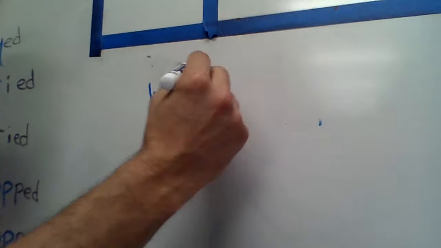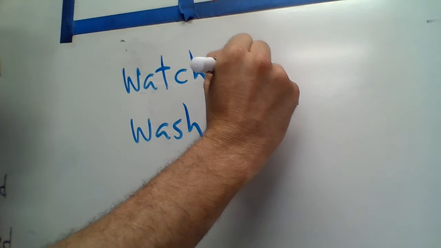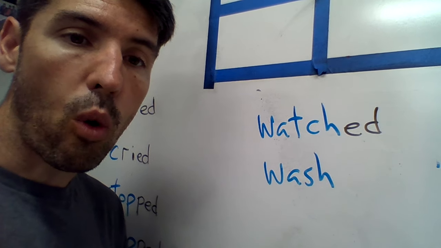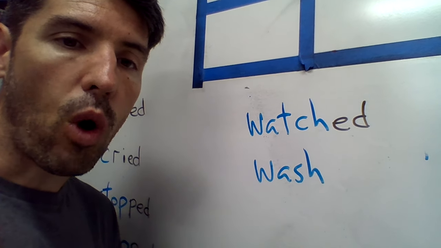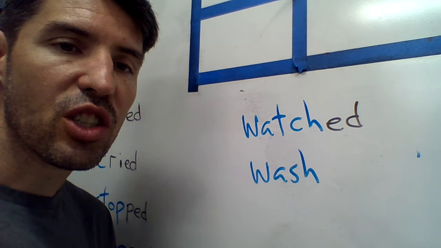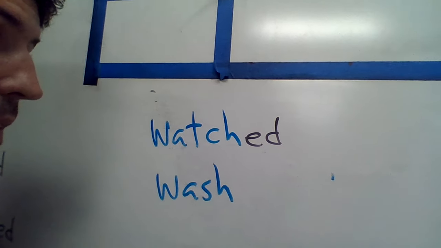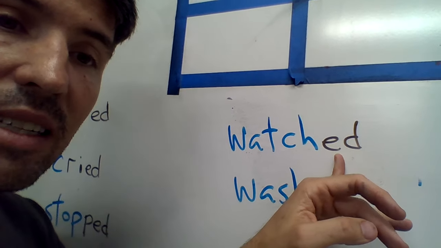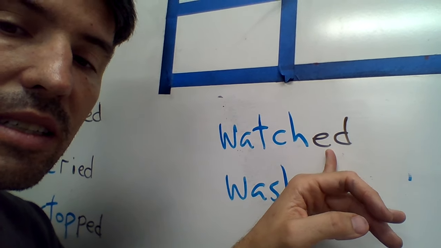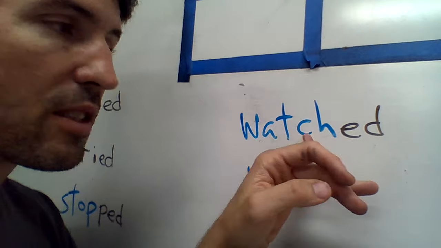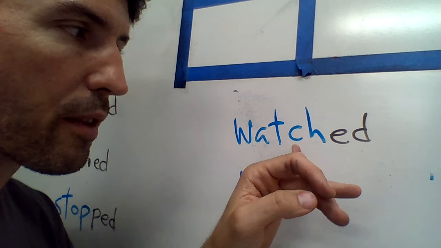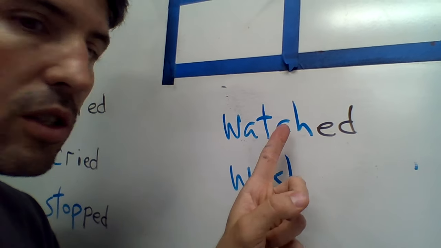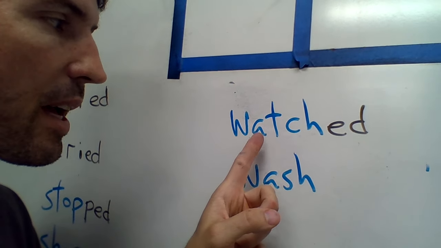But when I add ED, now it becomes watched, watched, watched. Okay? So the way I say it, I'd like you to repeat after me. This ED is a T sound, like the letter T. This is ch, right? So we're going to put these together. Ch-t, ch-t, ch-t, ch-t.